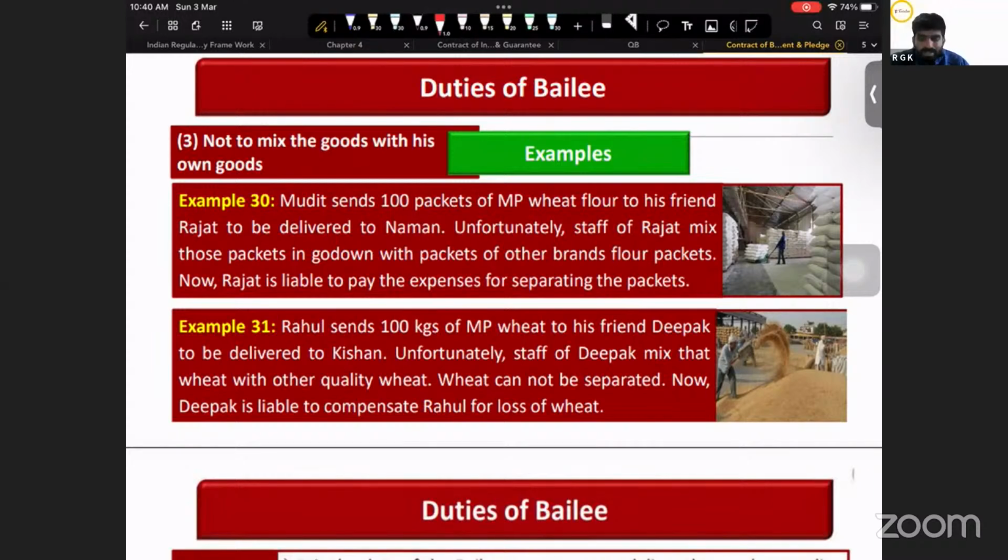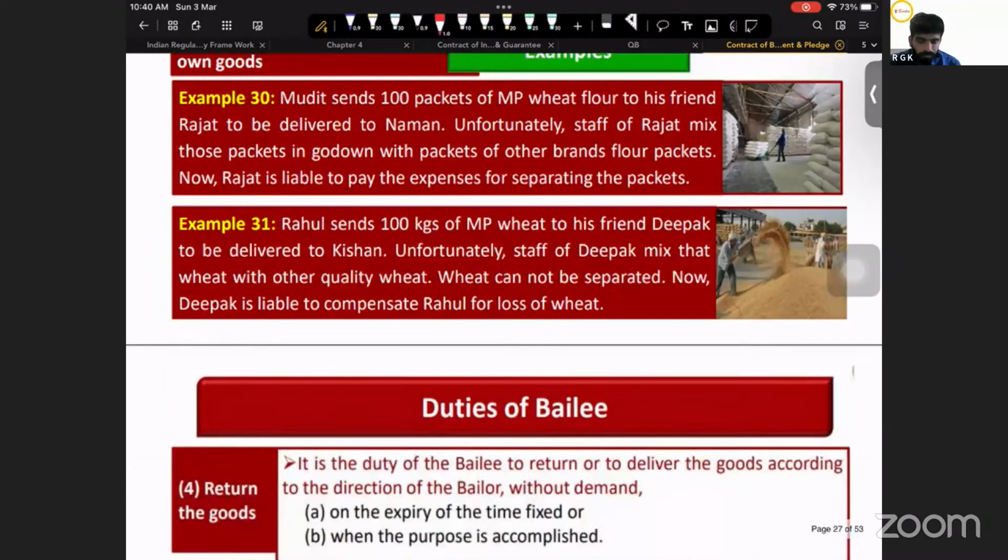Rahul sends 100 kgs of MP wheat to his friend Deepak to be delivered to Kishan. Unfortunately, staff of Deepak mixed that wheat with other quality wheat. Wheat cannot be separated now. Deepak is liable to compensate Rahul for loss of wheat. This is what it states about mixing of goods.